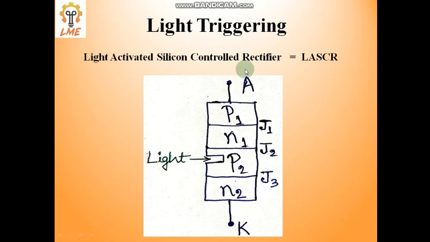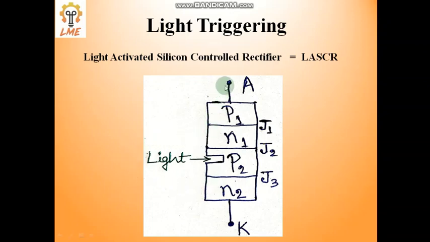Okay, so the next triggering method is light triggering. The short form is LASCR, light activated silicon controlled rectifier. Here the construction is a little bit different. The gate terminal is removed, and a hole is created where we inject light. Generally we inject photon light, because photon light contains a huge amount of positive charge. By applying the photons we can inject positive charge into the P2 layer, and in the same way junction 2 will break down.